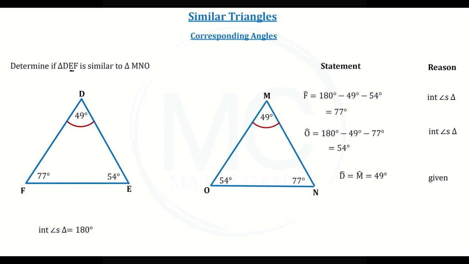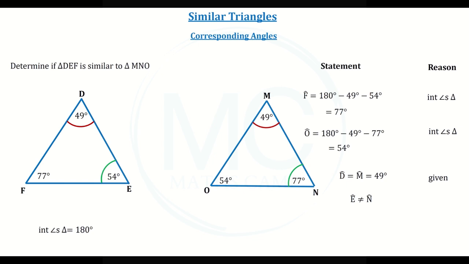E is the second letter in DEF. So let's mark angle E on our diagram in green. N is the second letter in MNO. So N is the corresponding angle. So let's mark this in green as well. Now angle E is 54 degrees and angle N is 77 degrees. So these corresponding angles are not equal. So we can say angle E is not equal to angle N.